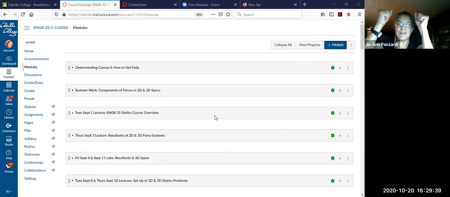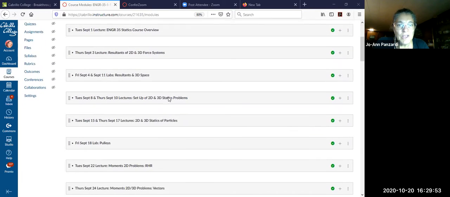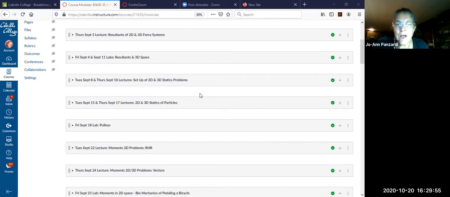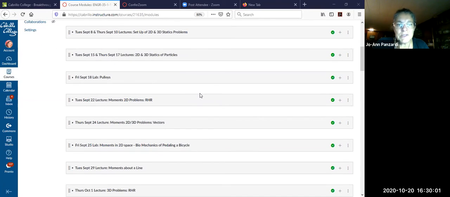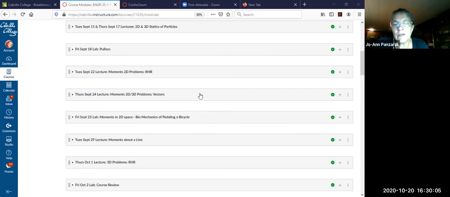I'm really excited because today we're doing full-scale statics with everything. So just to remind you, we're putting everything together now. You learned about components, how to check them. You learned how to calculate resultants. You learned how to set up statics problems, and you learned how to solve statics of particle problems. We learned about pulleys, and then we moved into moments, 2D, 3D, vectorially, right-hand rule.